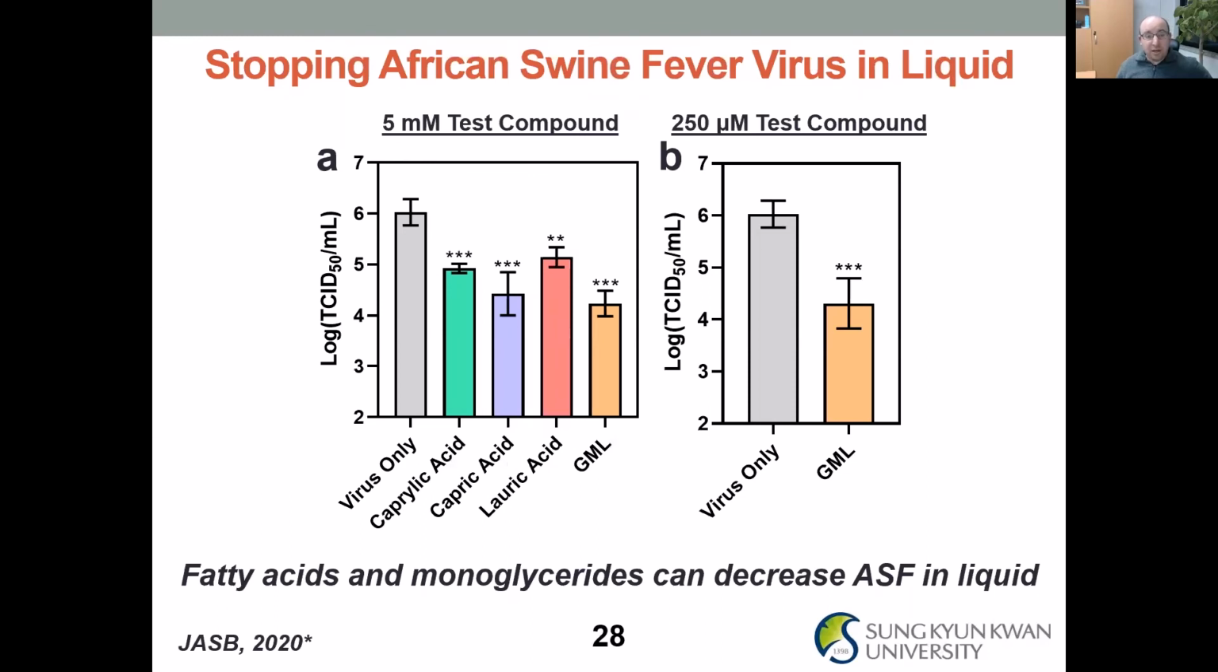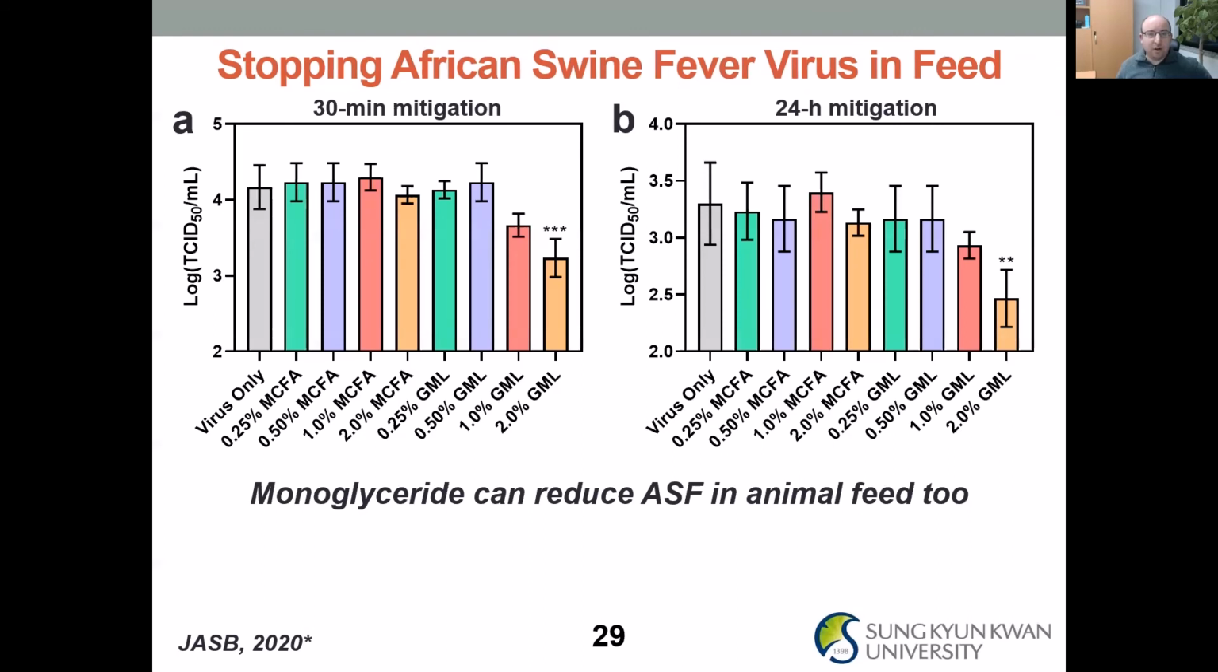So in preliminary in vitro experiments, we've seen that GML had high antiviral activity against the African swine fever virus in liquid conditions. It inhibited almost 99% of the virus. And we also saw some performance at 5 millimolar concentrations of other types of fatty acids, especially capric acid. However, at 250 micromolar test compound concentrations, only GML was still active, and we still saw a nearly 99% drop in viral infectivity. So it really led us to conclude that GML is a very promising compound to inhibit African swine fever.